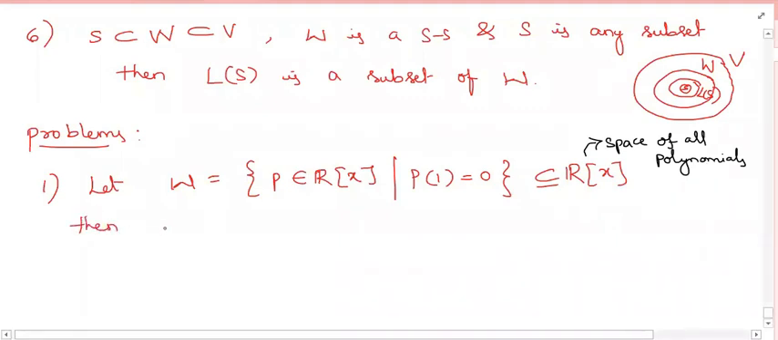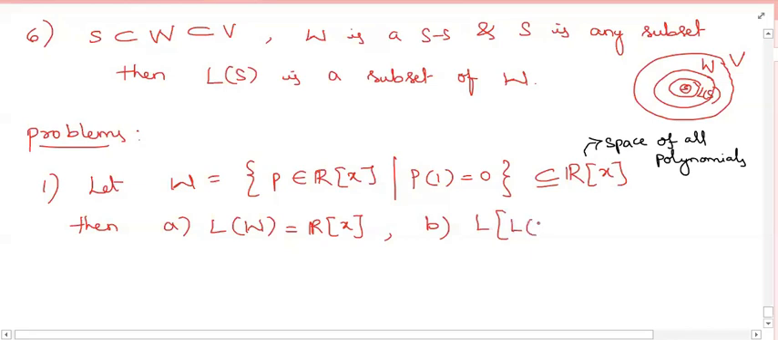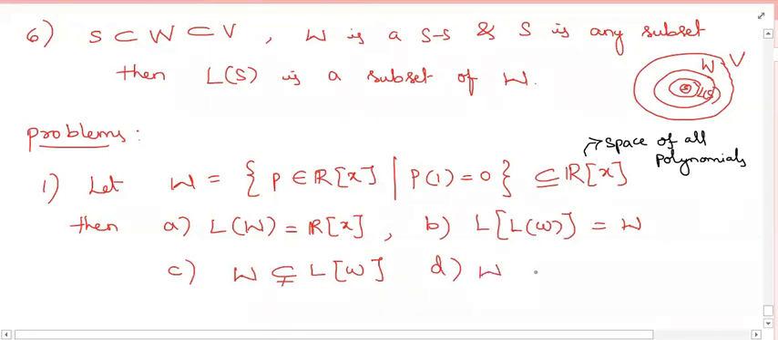Options. A: L of W equal to R of X. Second option: L of W equal to W. Third option: W is a proper subspace of L of W. D: W is not a subspace of R of X. Tell me the answer in the chat box.